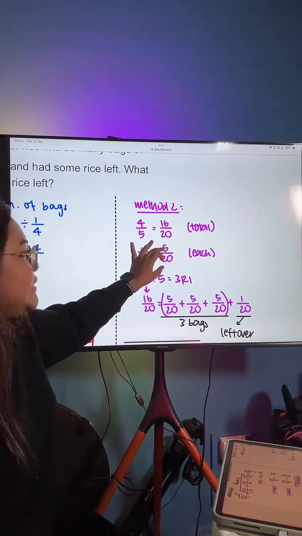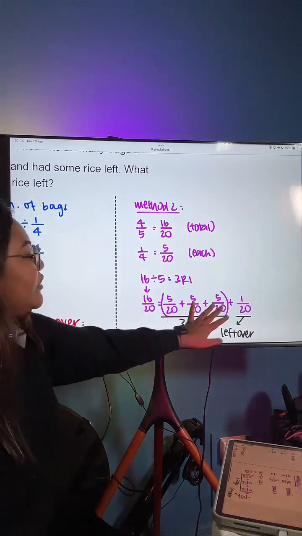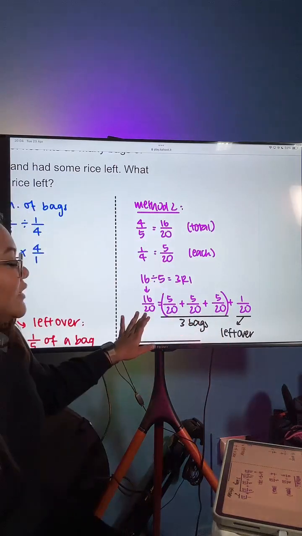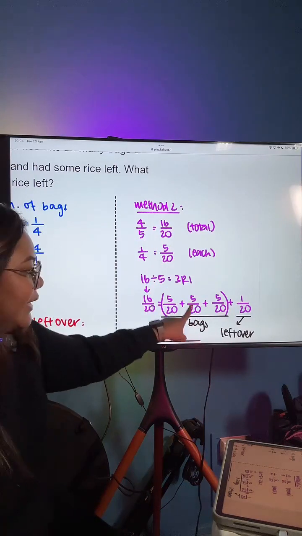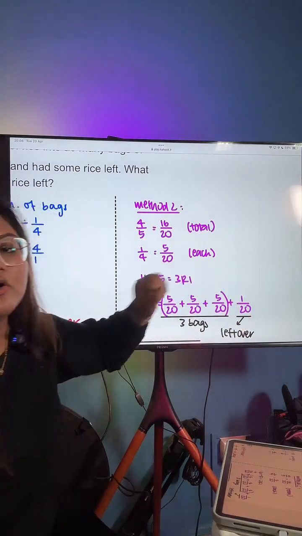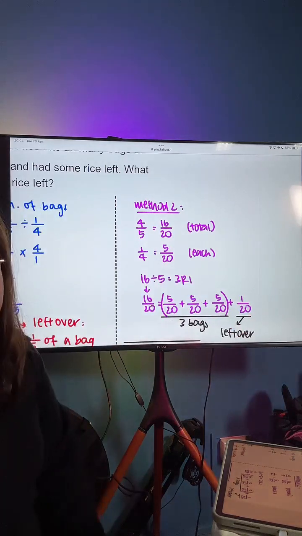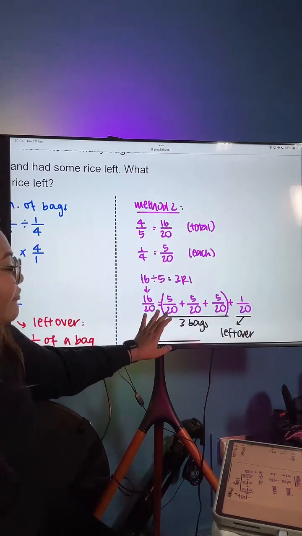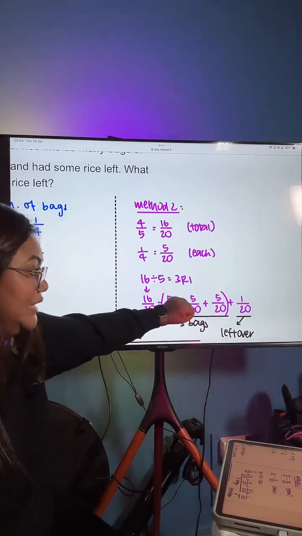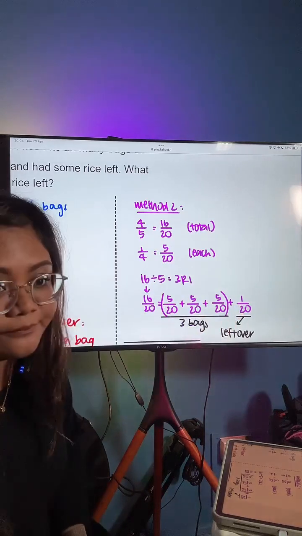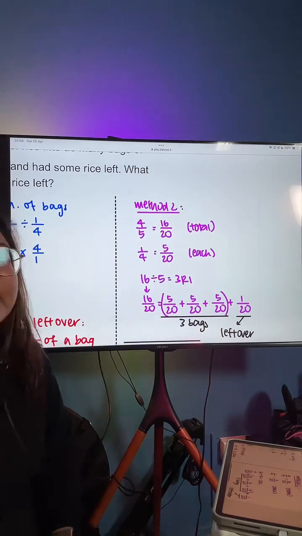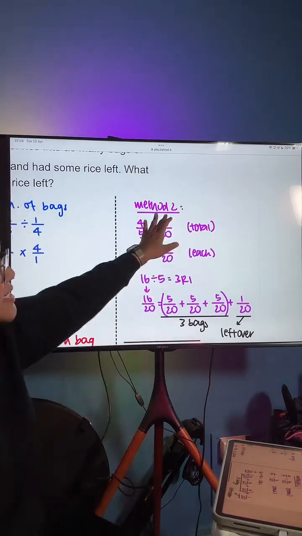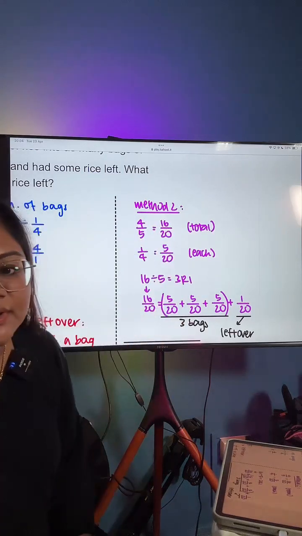So how many 5 over 20s are there in 16 over 20? That will be 3 of them, because 16 divided by 5 is 3 with a remainder of 1. So with 16 over 20, I can have 1 bag, 2 bags, 3 bags, and my balance is 1 over 20. Because I converted to the same denominators, I have 5 over 20, 5 over 20, 5 over 20, that's 15. Balance is 1 out of 20. This is method 1, which I'm explaining to you. Although it says here method 2, basically it's one of the methods, yeah?